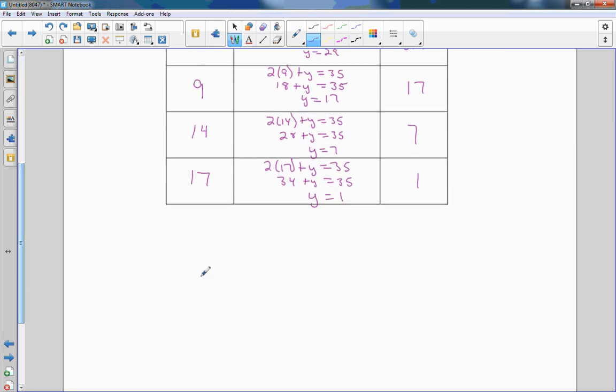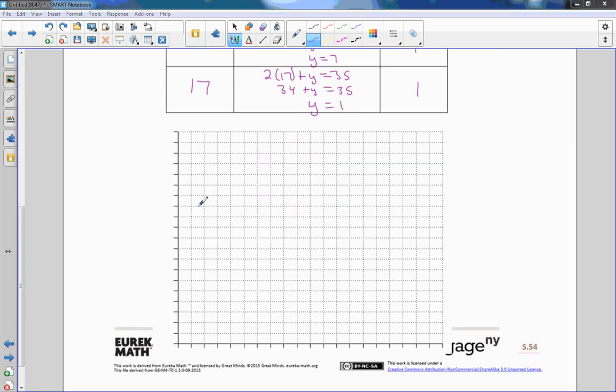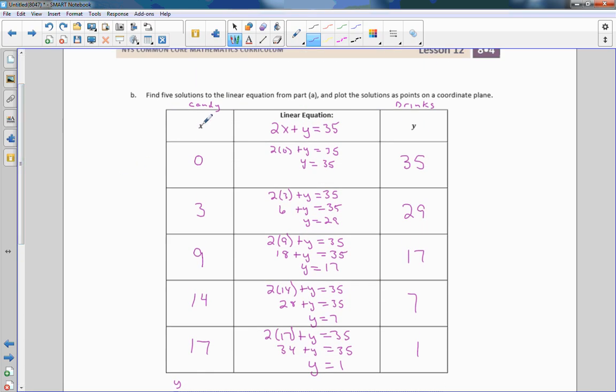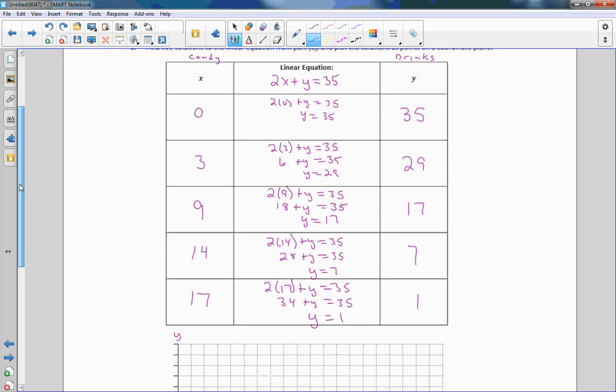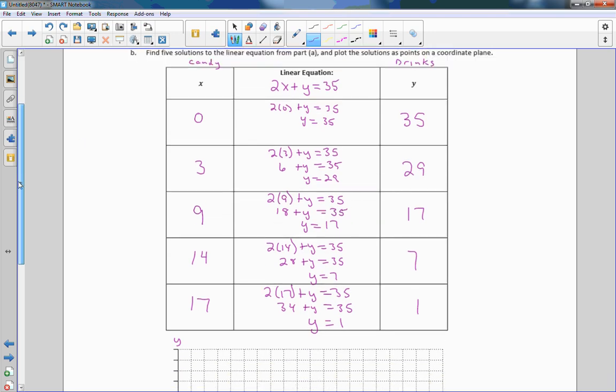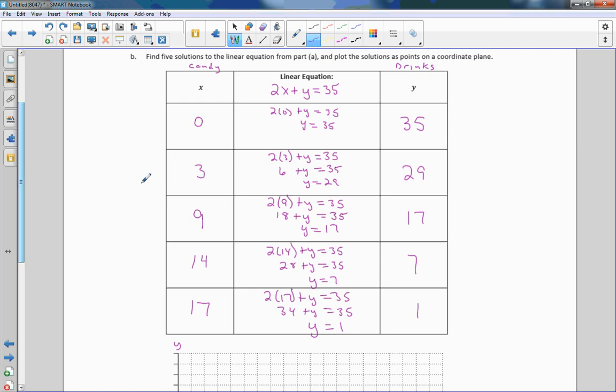and they don't give us a grid, so let me get one. Okay, so here's a grid. Keep in mind, whenever we're graphing, we have an x-axis and a y-axis. We should always label our coordinates. And when I come up here, candy is X, drinks is Y. We should always label our graphs. We should actually have a title.